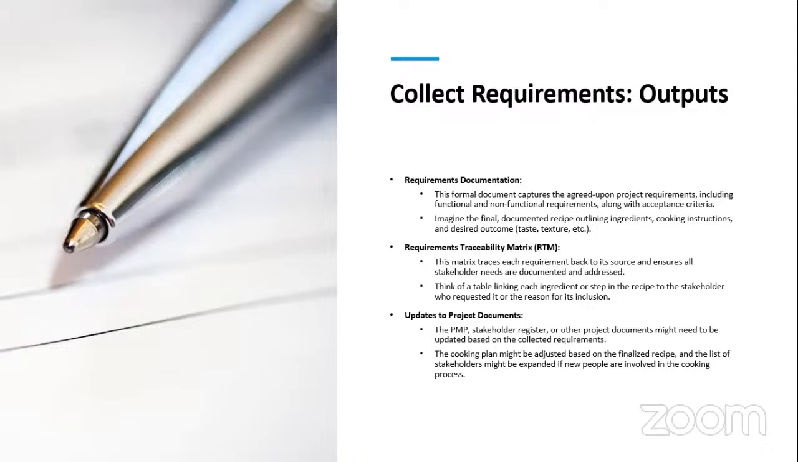So this requirements documentation is a formal document that captures the agreed upon project requirements, including functional and non-functional requirements, along with acceptance criteria. So imagine the final documented recipe outlining ingredients, cooking instructions, and desired outcomes like your taste, texture, and so on when you are cooking.